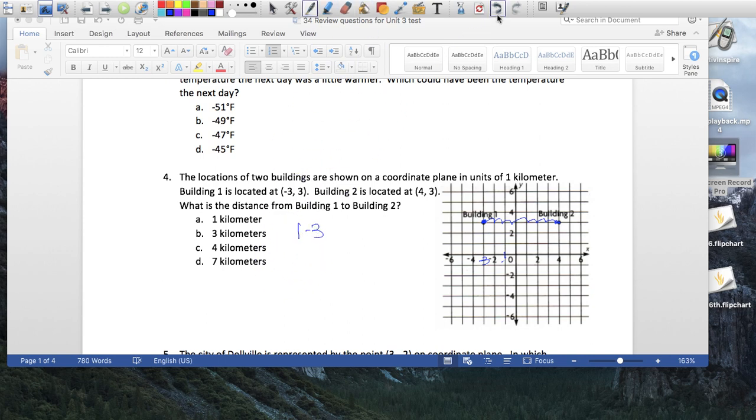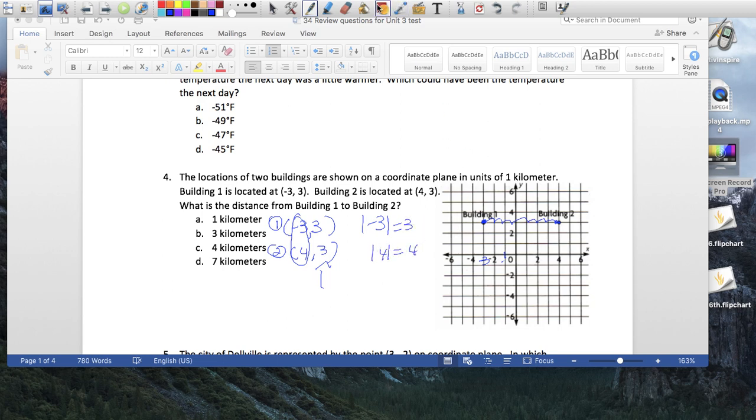-3 and 3 is building 1, and the other one is 4 and 3, which is building 2. So this is building 1, building 2. They're both on the same y level, so they're both on 3. You want to take the absolute value of these. The absolute value of -3 is 3, and the absolute value of 4 is 4.